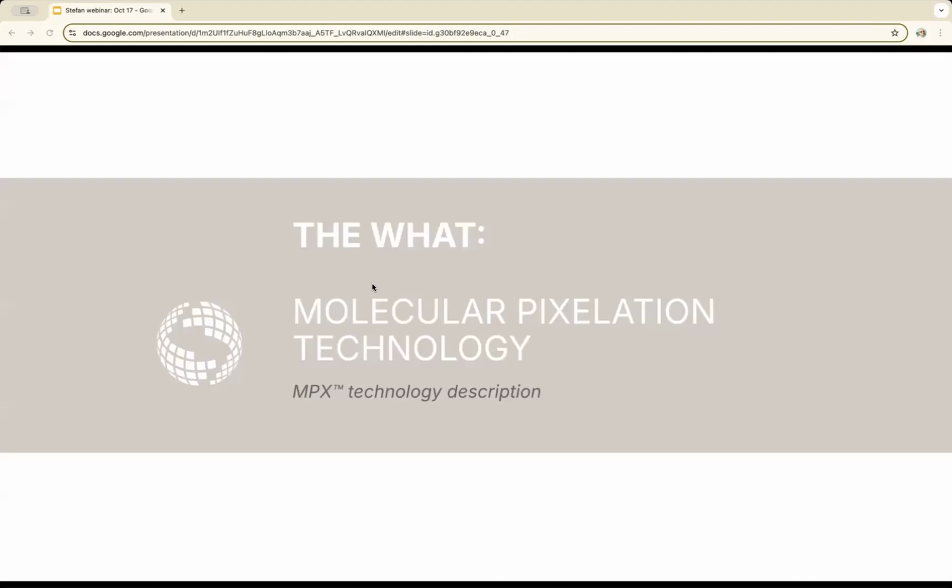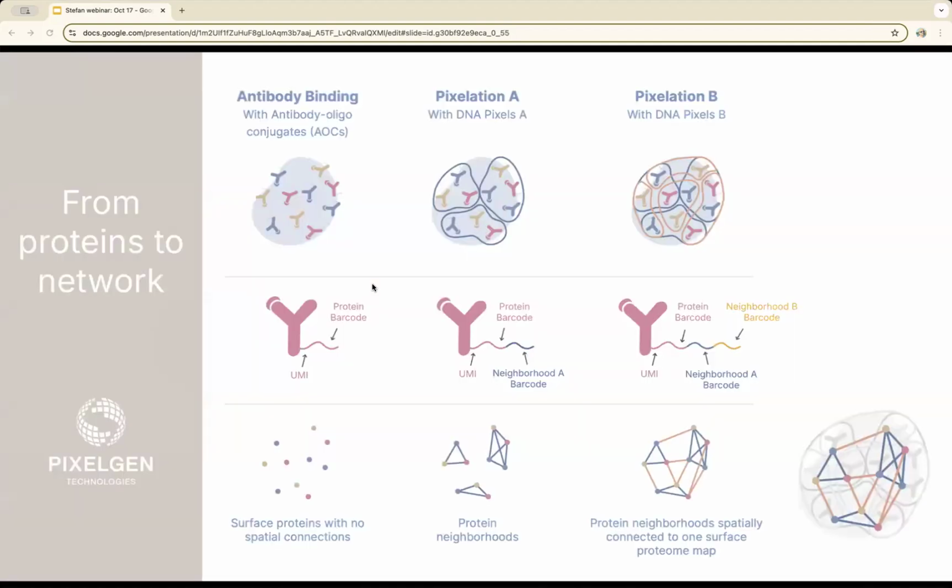So with that, we'll discuss briefly what the MPX technology can give us, and what it gives us to help us go beyond this two-dimensional barrier and go into the three-dimensional space. This is just a very quick refresher of how the technology works, just so that we understand better how the data is produced and what it looks like. The assay is an antibody-based assay using barcoded antibodies, and these antibodies bind to respective targets on the cell surface. It is an 80-plex assay, so we recognize 80 different proteins on the cell surface.